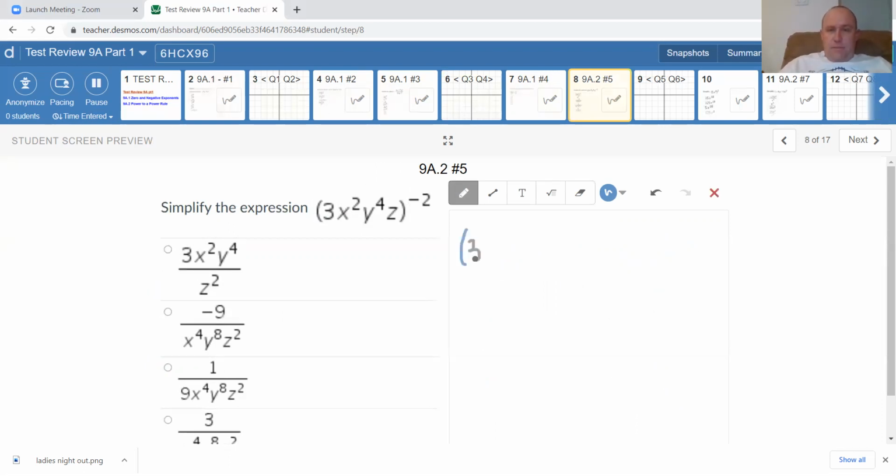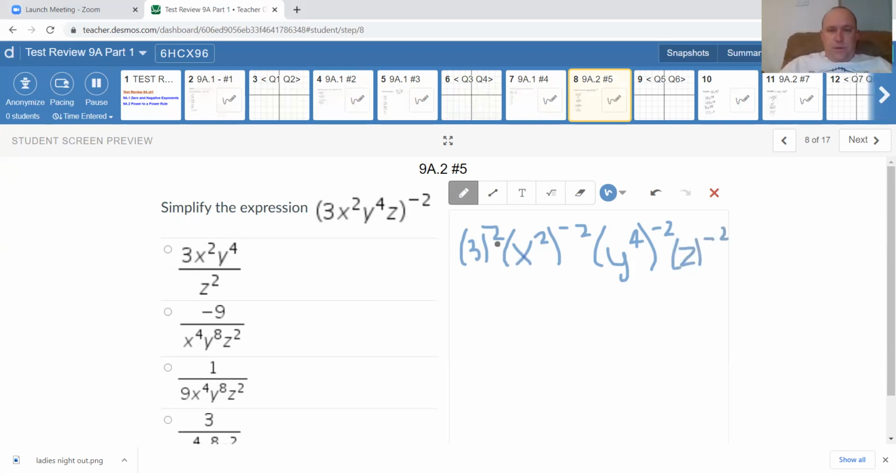So I would strongly recommend you getting paper for these questions in particular, probably also for the earlier ones as well. Take each term and just write it to the power of -2. So y to the power of 4 to the -2. And then right on the end there, we're going to have that z to the power of -2 as well.